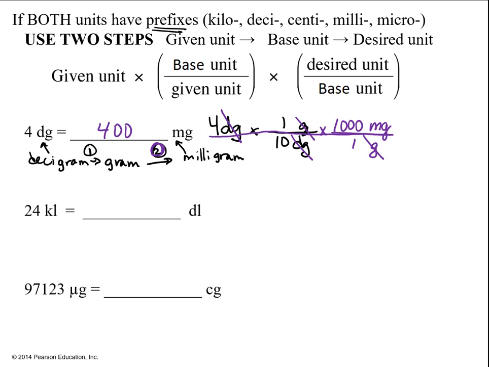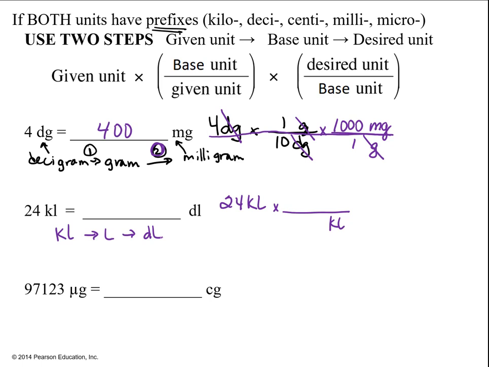Okay, so here's a kiloliter to deciliter. This one, we're going from a really big unit to a really small unit. So 24 kiloliters times a line. What am I going to put on the bottom in this one? Kiloliters will go on the bottom. What am I going to have to put on top? I can't go to deciliter directly because they both are prefixes. Kilo is a prefix. Deci is a prefix. So I need to go kL to L and then to dL. I want to do that in two steps.